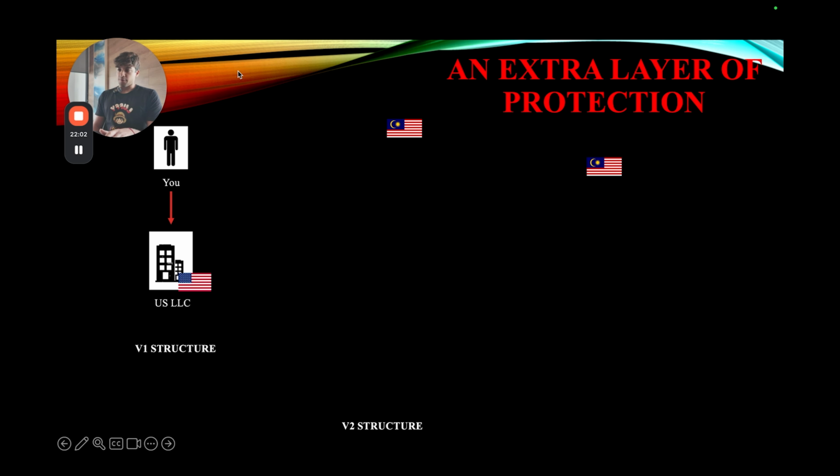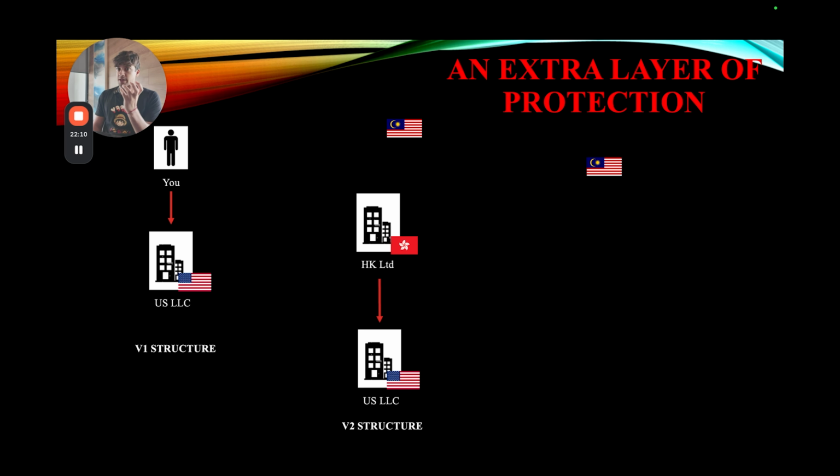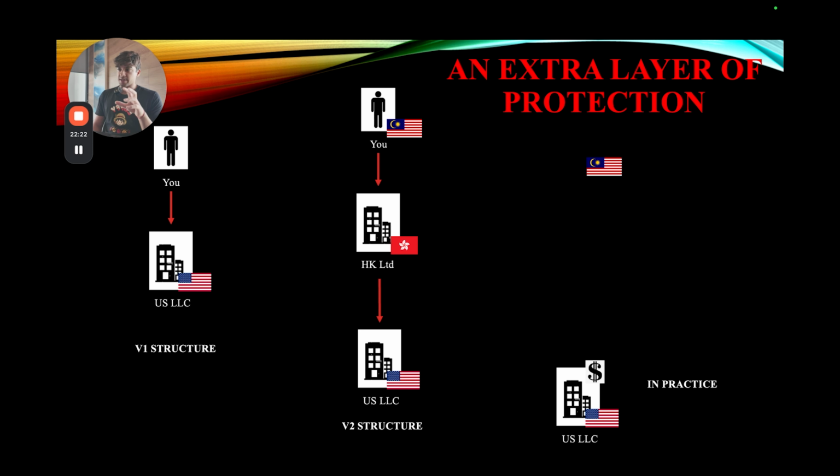But here's the deal. Our V2 structure still has the US LLC, but this time the US LLC is owned by a holding company in Hong Kong, and then you own that Hong Kong company, again, as a resident of Malaysia. So how does this work from a tax point of view? In practice, the US LLC makes the money. It's the operating company. It's the one with the Stripe. It's the one where you receive payment. And then that money flows up to the Hong Kong holding company. It's either a dividend or a drawing, but it goes up to the Hong Kong holding company.